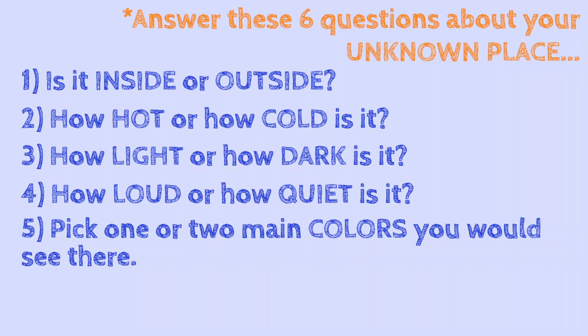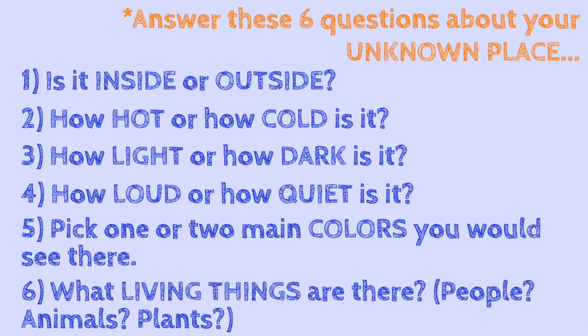Number 5, pick 1 or 2 main colors that you would see there. In Coco, the land of the dead has a lot of orange and a lot of purple. Your place might have a lot of blue and yellow, like a beach, or maybe a lot of green, like a forest or a park. You can pick any colors you want. And finally, number 6, what living things are there in the place? Are there people, animals, plants?